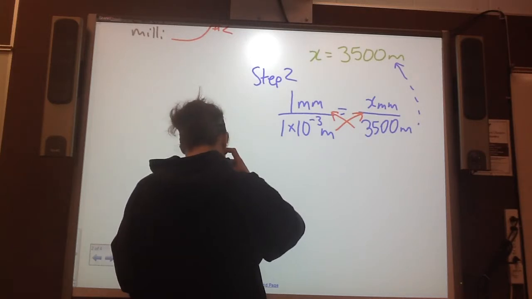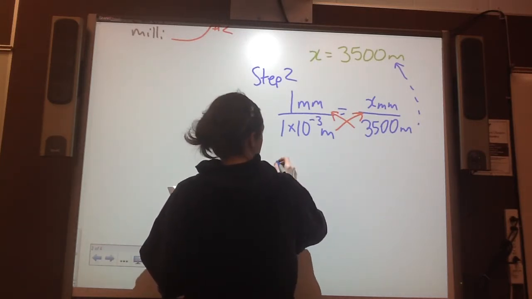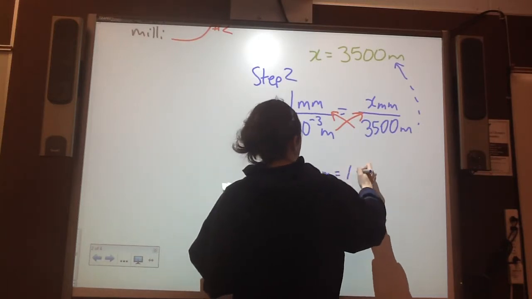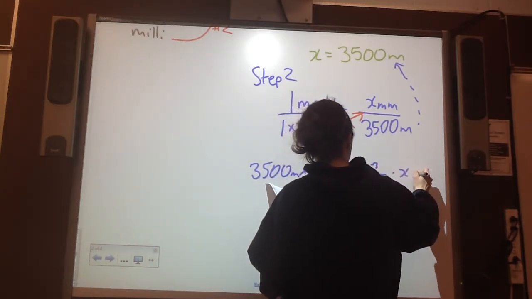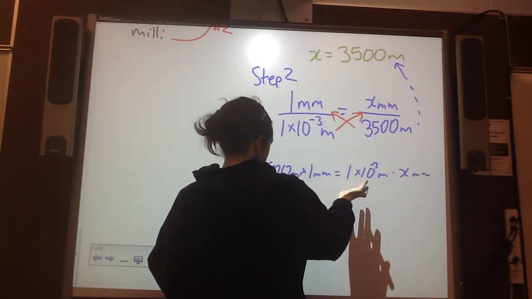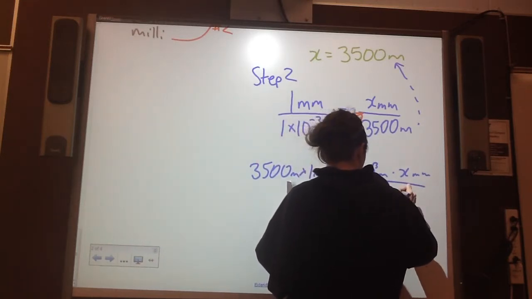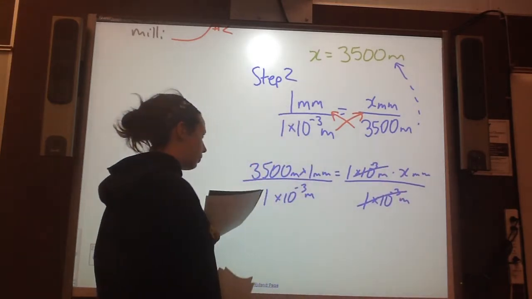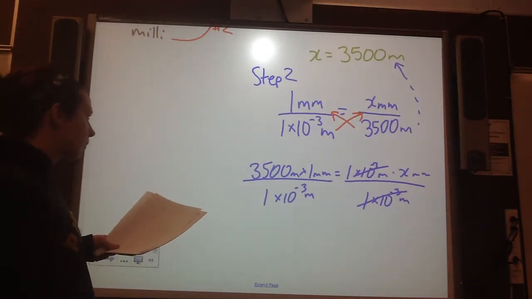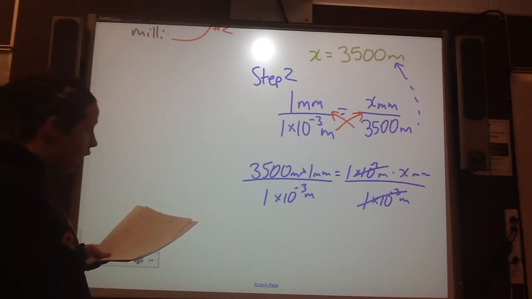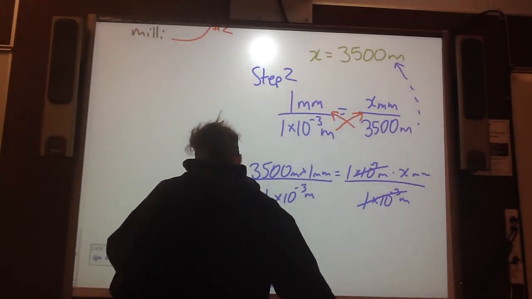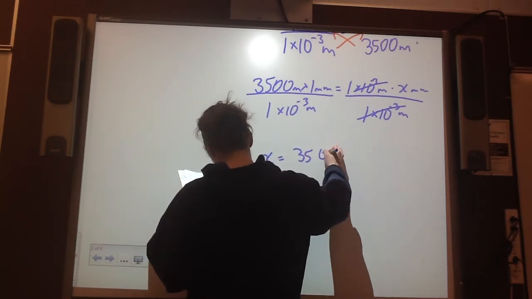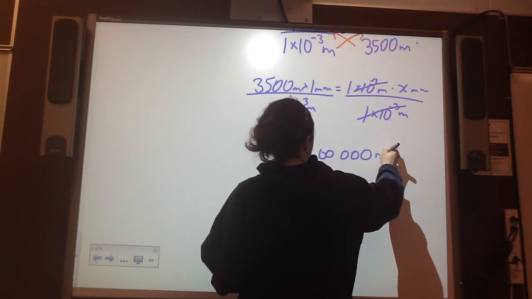So again, we cross multiply and solve for x. I'll just write out the cross multiplication. 3,500 meters times 1 millimeter is equal to 1 times 10 to the negative 3 meters multiplied by x millimeters. Right now, x is multiplied by 1 times 10 to the negative 3, so I need to get rid of that. Whatever I do to one side of the equation, I must do to the other. These cancel, and I'm left with x. So now 3,500 meters divided by 10 to the power of negative 3 meters, into your calculator, you should get x is equal to 3,500,000. And this is all millimeters.